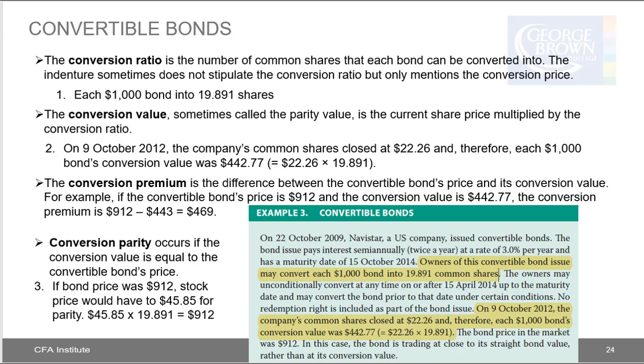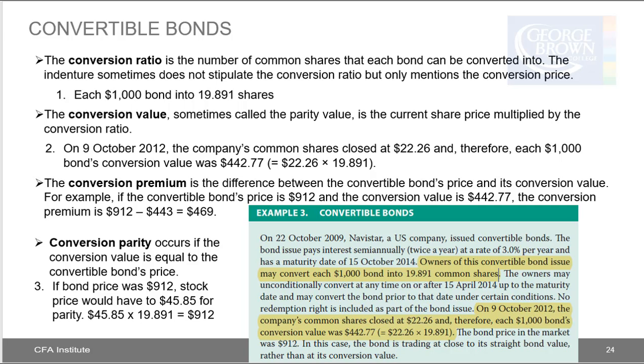Okay, so starting with the conversion ratio, it is the number of common shares that each bond can be converted into. The indenture, which is the bond contract that we learned from the previous chapter, sometimes does not stipulate the conversion ratio, but only mentions the conversion price. But in this case, when we look at this Navistar convertible bond, I've highlighted, it says owners of the convertible bond issue may convert each $1,000 bond into 19.891 common shares. So that's the conversion ratio, each $1,000 bond into 19.891 shares.